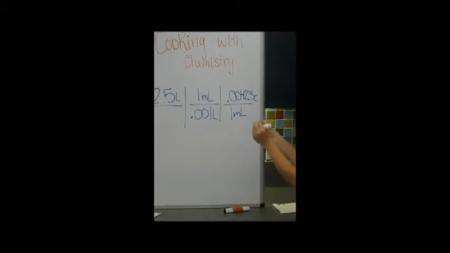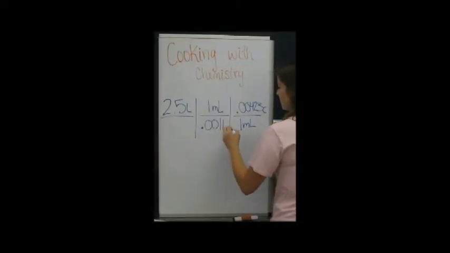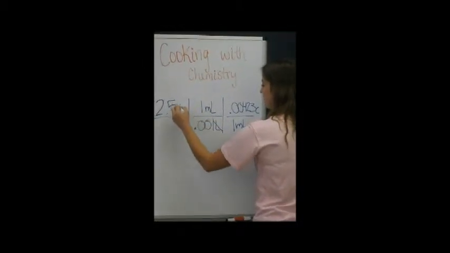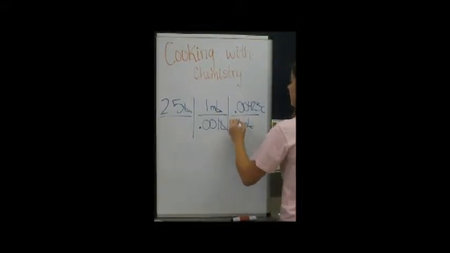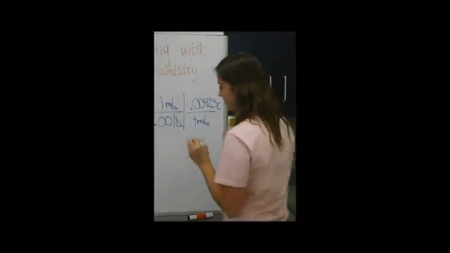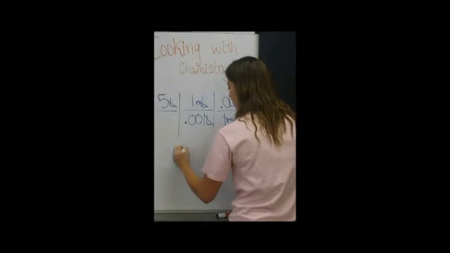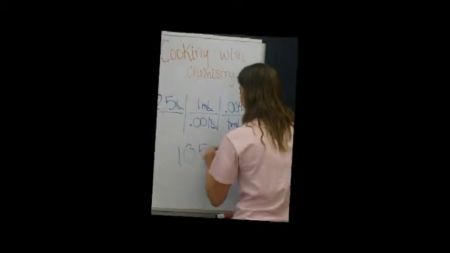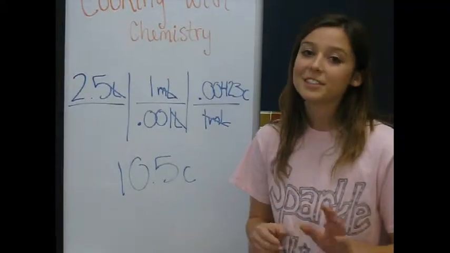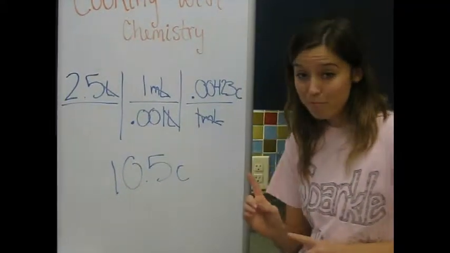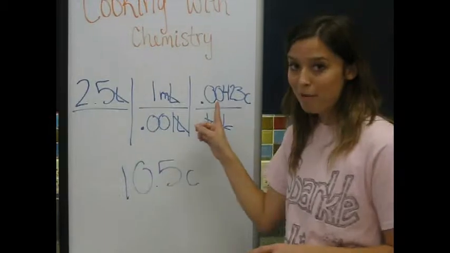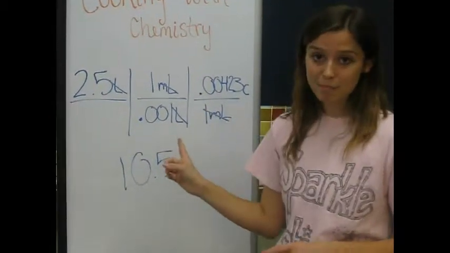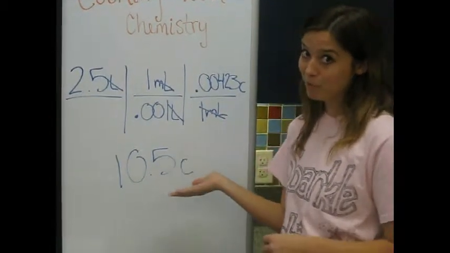Now this is the interesting part. Watch how these units cross out. Liters, gone. Milliliters, gone. And then what you're left with is about 10.5 cups. So let's just reiterate. I got that number by multiplying all of the top numbers and then dividing by all of the bottom numbers, which gave me about 10.5.